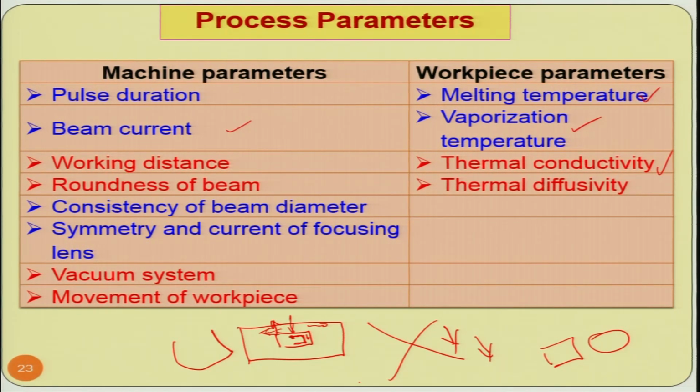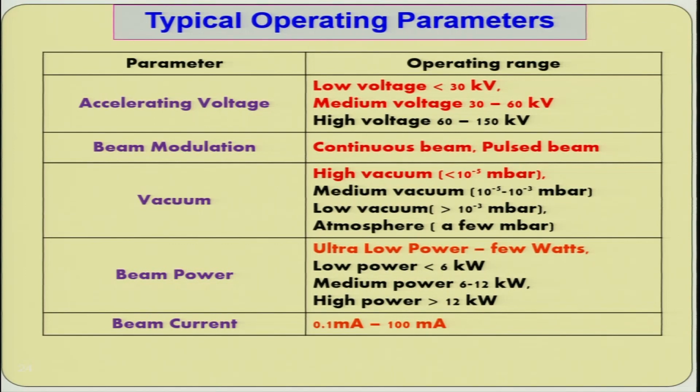So, what I am trying to tell is that all these workpiece material parameters, or more correctly, properties, are going to affect the efficiency of the process, performance of the process, and quality of the features being machined. Then you have typical operating parameters.